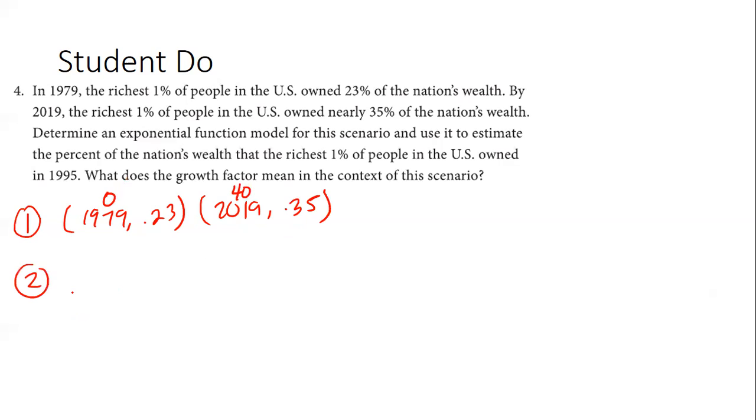So what you're going to do is find your B. And remember, B equals Y2 divided by Y1 to the 1 divided by X2 minus X1. It is division and subtraction. Y minus 1 over, that's why it's 2, right? Yes. Remember, Y equals A times B to the X. All right, so calculate your B. Practice it. Practice makes you better.